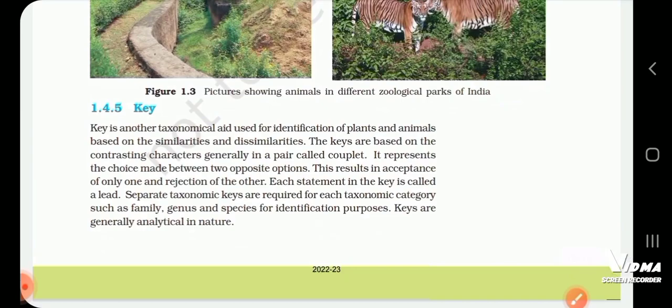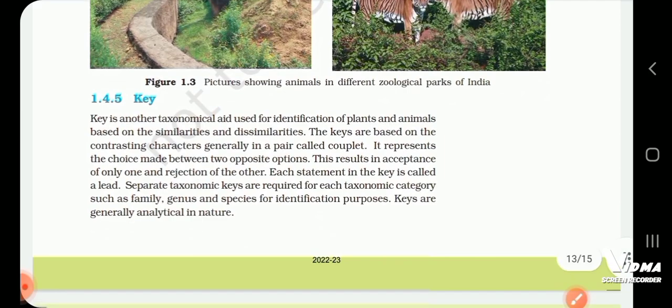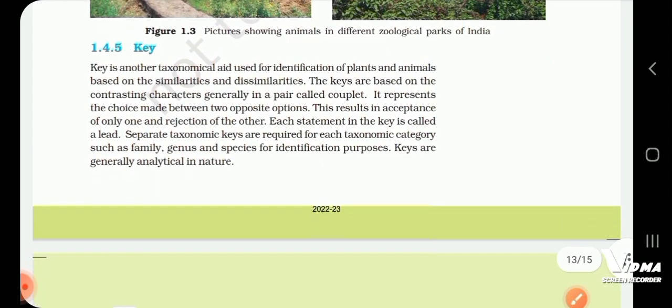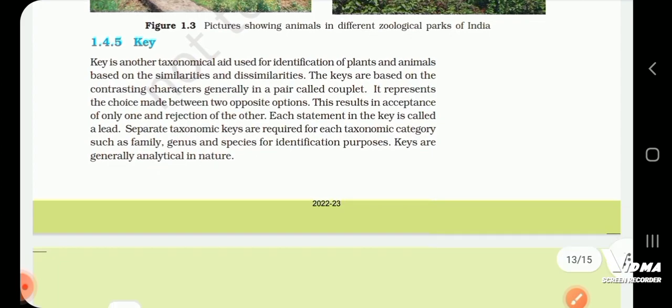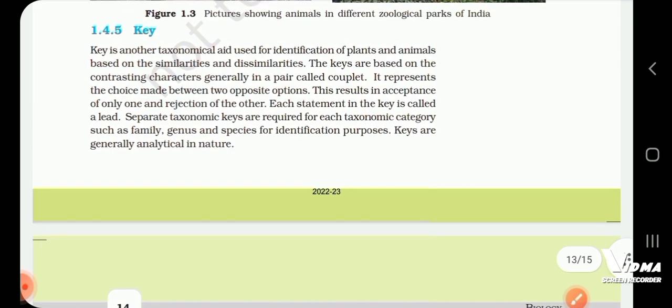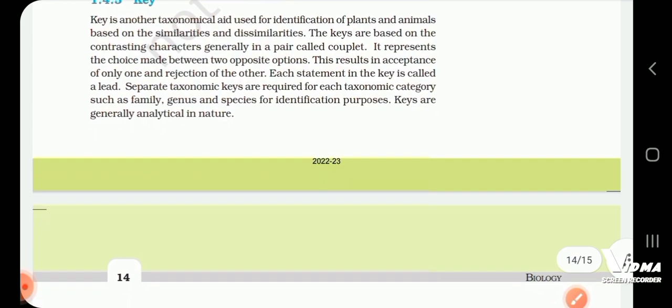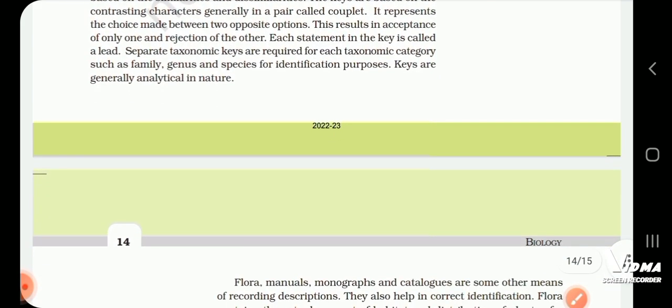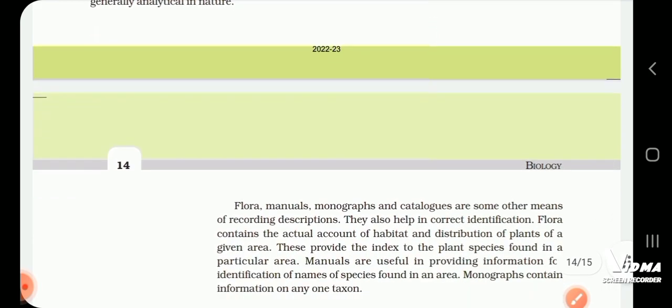Keys. Keys are another taxonomic aid for identification of plants and animals based on their similarities and dissimilarities. The keys are based on contrasting characters, generally in pairs called couplets. It represents the choice made between two opposite options. This results in acceptance of only one and rejection of the other. Each statement in the key is called a lead. Separate taxonomic keys are required for each taxonomic category, such as family, genus, and species, for identification purposes. Keys are generally analytical in nature.